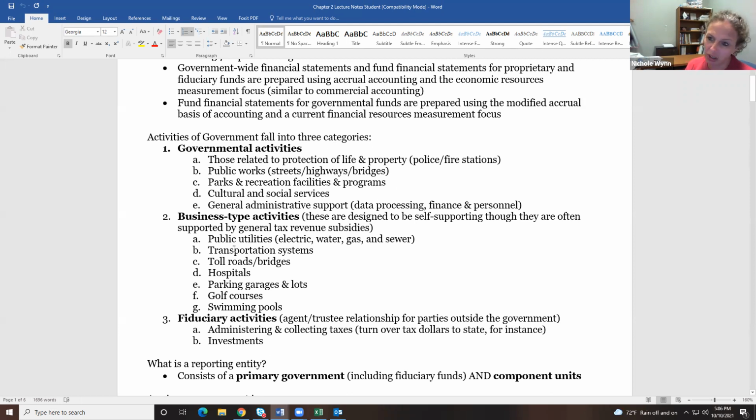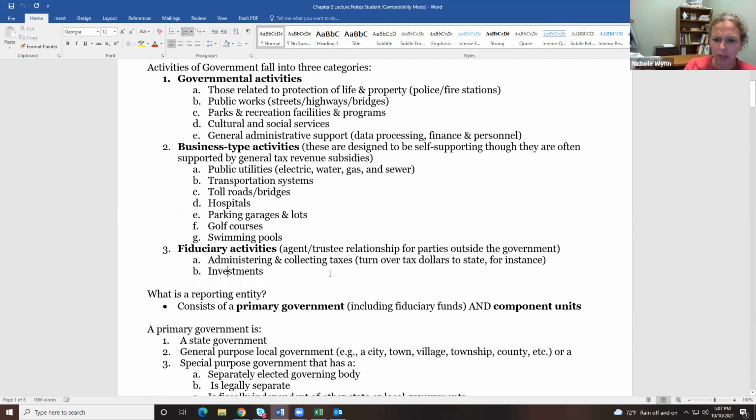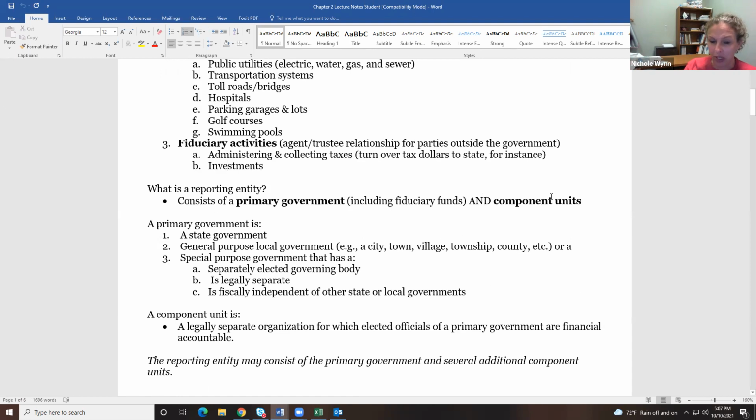Business type activities are going to be like little businesses that operate within the city. The main one I gave as an example last time was the water department, and that would make sense. But in addition to that, we might have parking garages where people pay to park in that specific lot, or a public golf course or public swimming pools. And then fiduciary activities are going to be the ones that are like investments that are earning money and things like that. So there's the primary government and then component units.